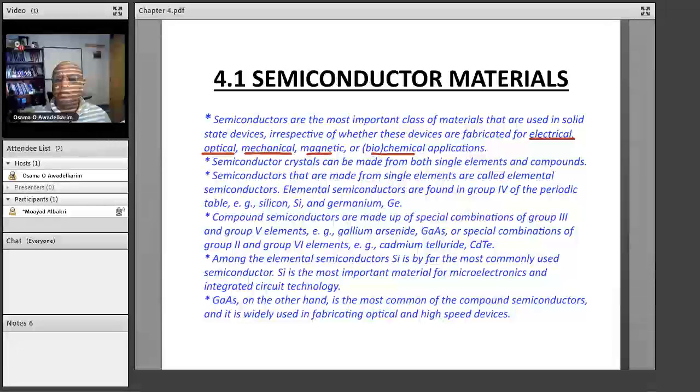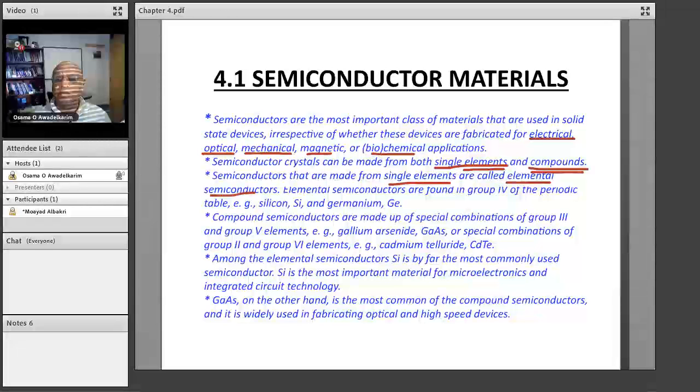Semiconductors could be made from one single atom, one single element repeated to form the solid. Or it can be made from several atoms bonded together to make the solid. So they are either elemental semiconductors, made up of one element, or compound semiconductors. Semiconductors that are made from a single element are called elemental semiconductors.